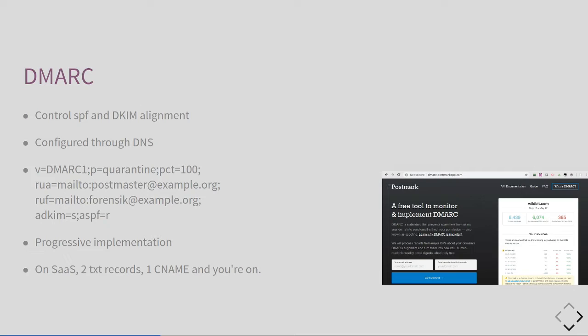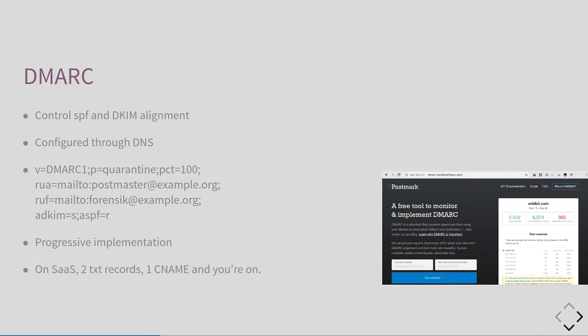And finally, you have DMARC. DMARC is a standard which controls the SPF and DKIM alignment on the email. It's also configured through the DNS. Here you get an example of how to configure DMARC for a given domain. You configure DMARC progressively, so you have a percentage of mail which will be checked. And you have the possibility to use external services like Postmark to get reports.